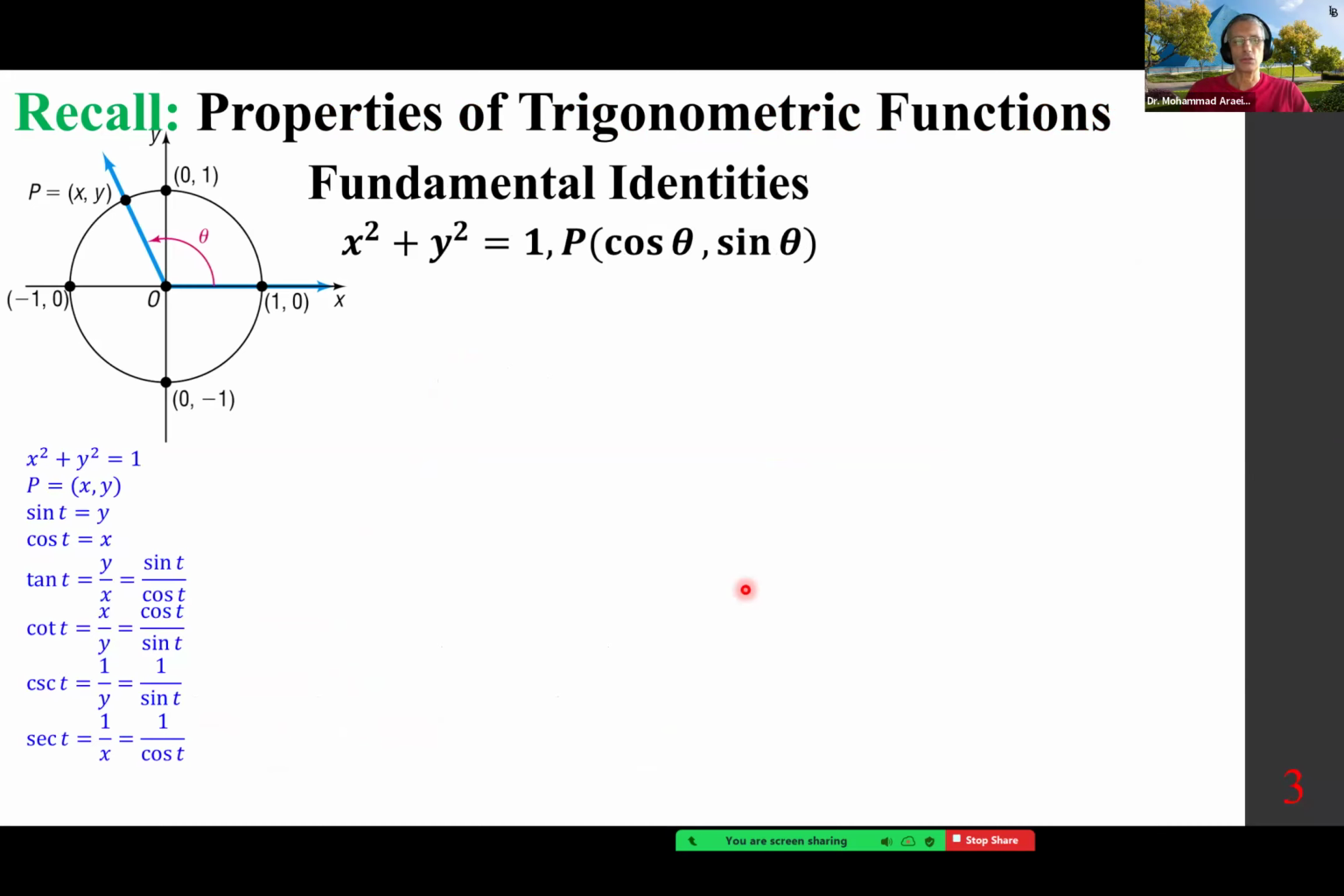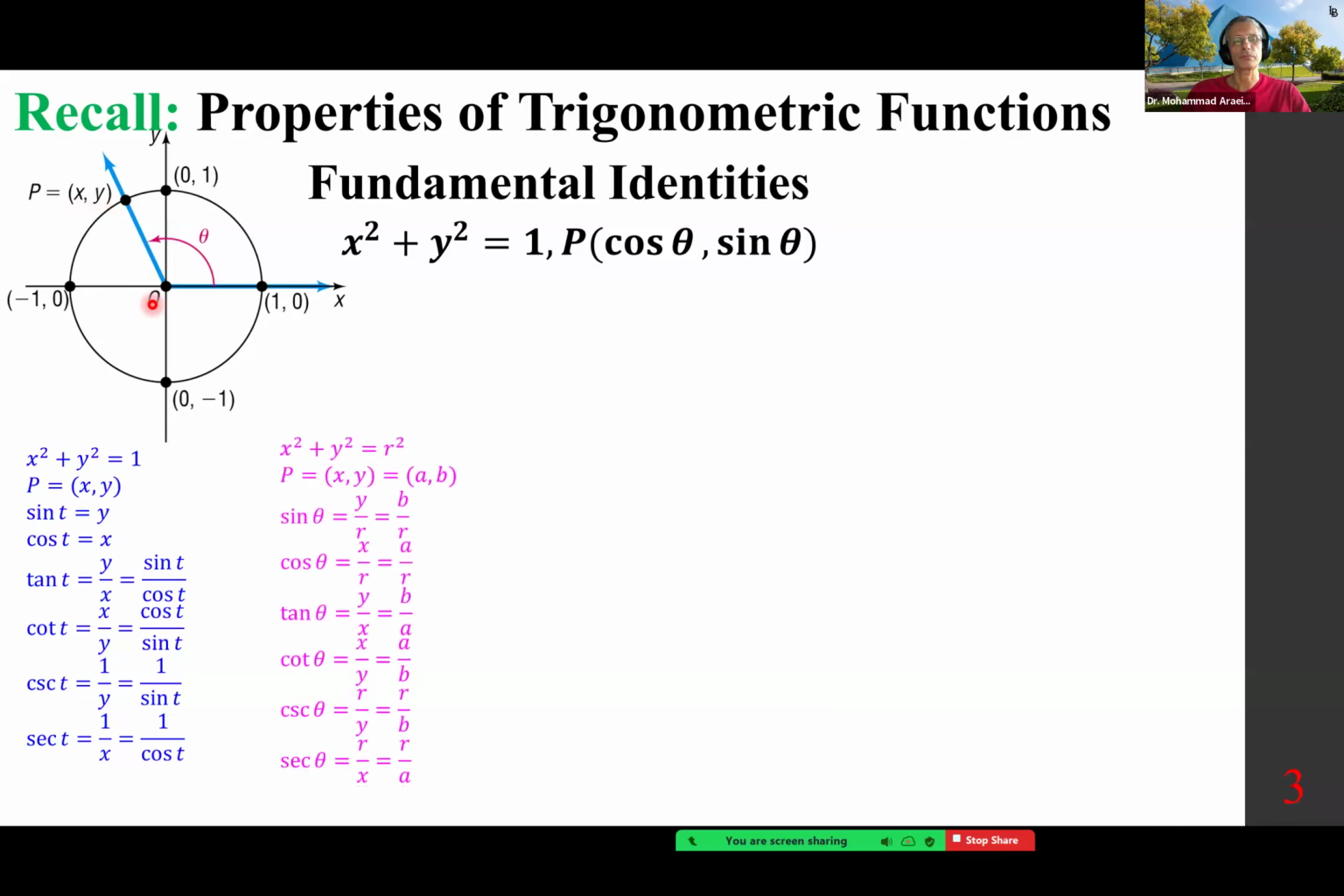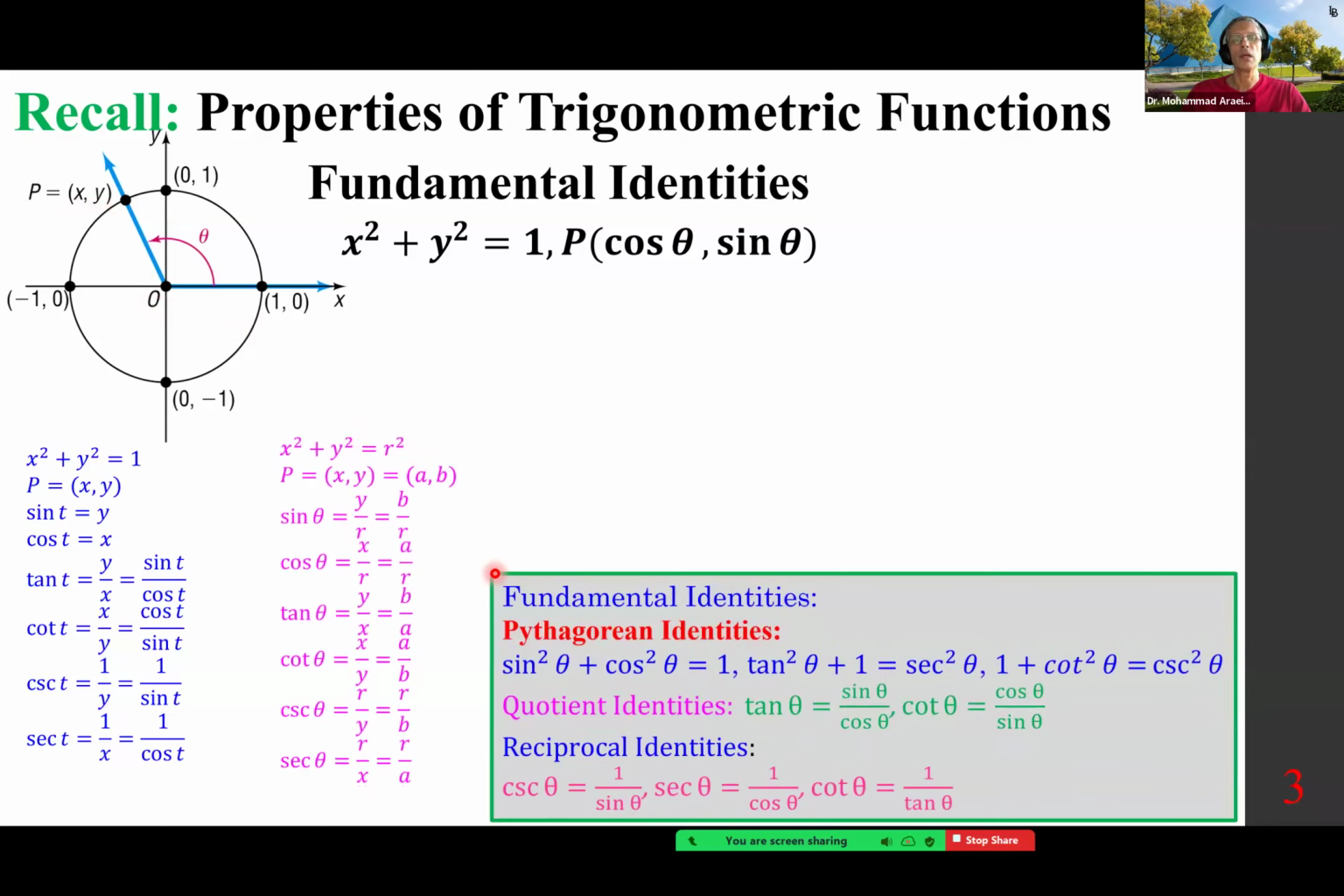Again, properties that you have seen many times before. X squared plus y squared equals 1. P has coordinates x comma y. X represents cosine, y represents sine. In general, x squared plus y squared equals r squared. Then sine is y over r and cosine is x over r.